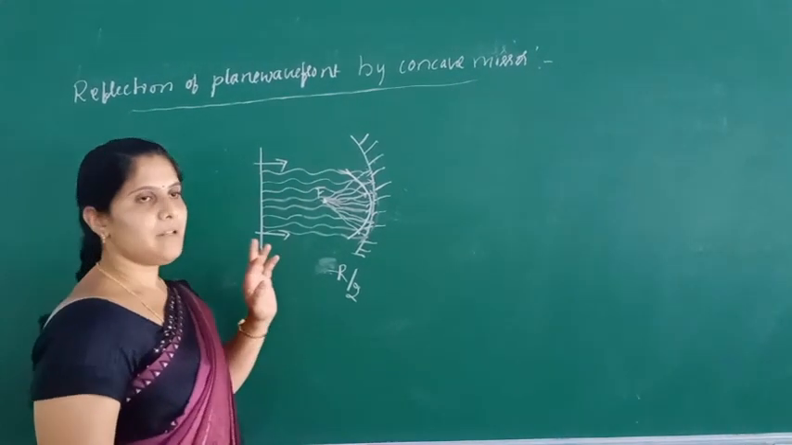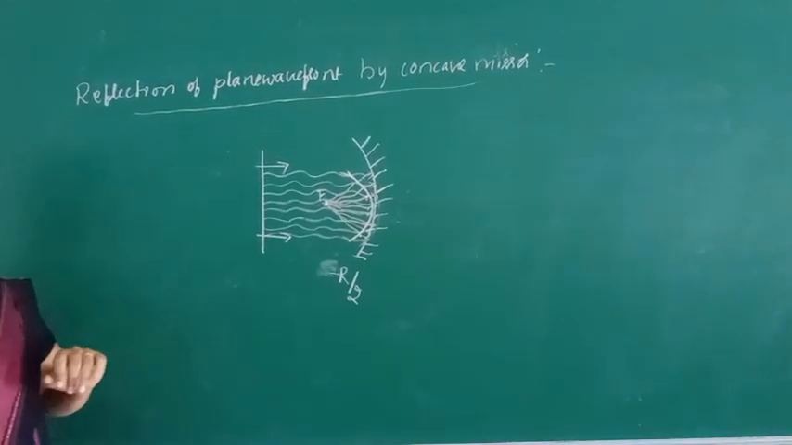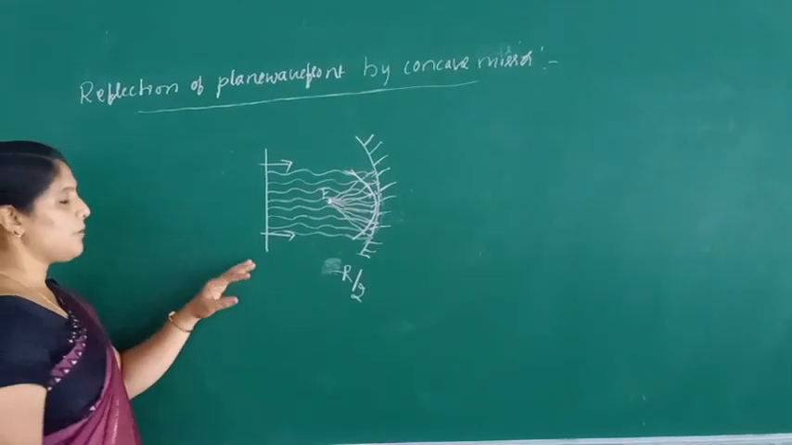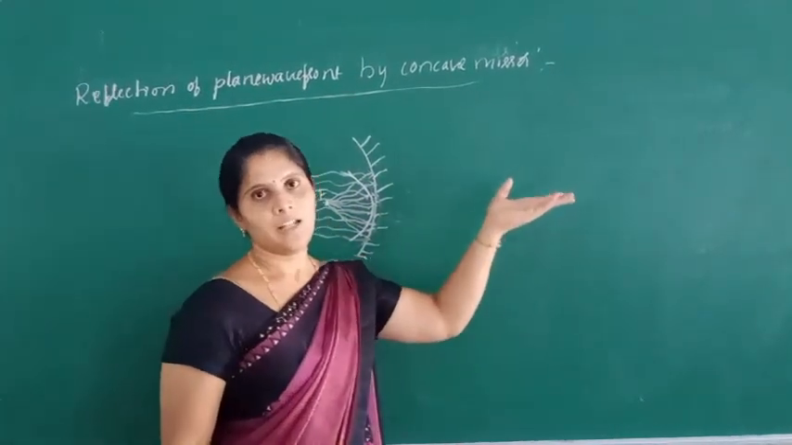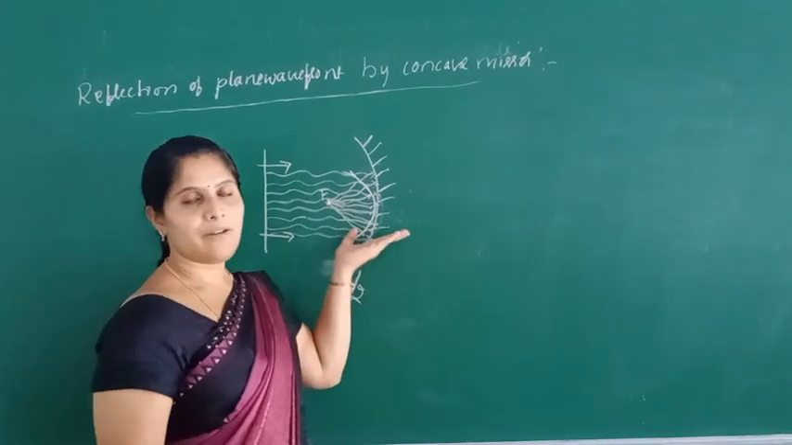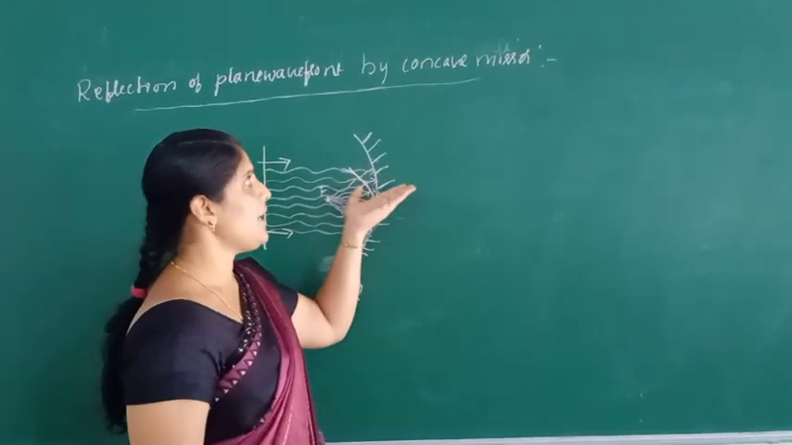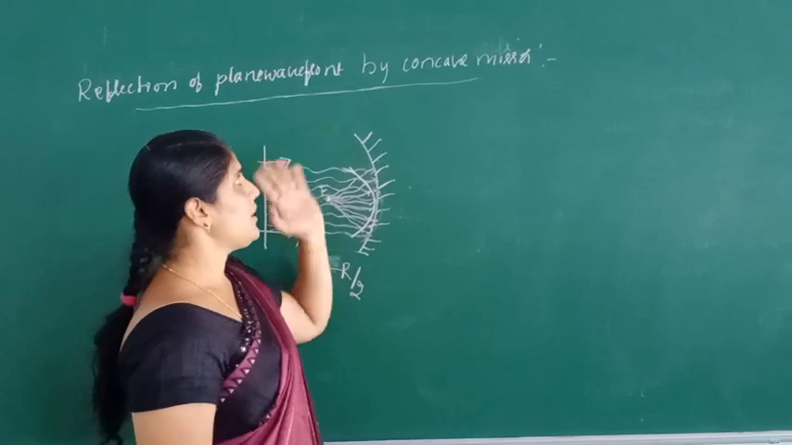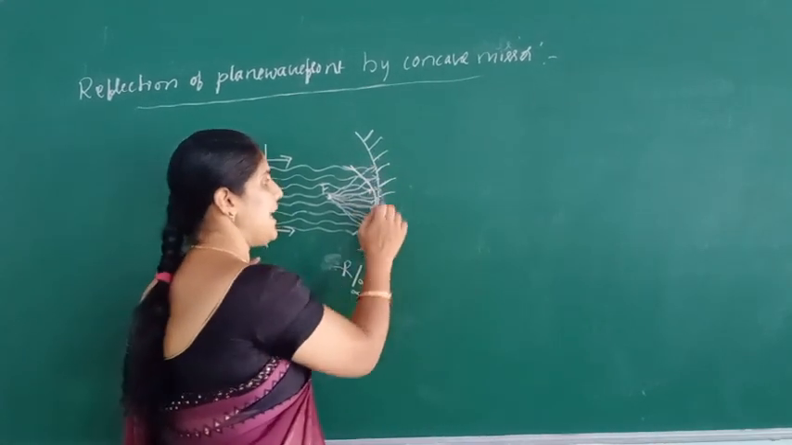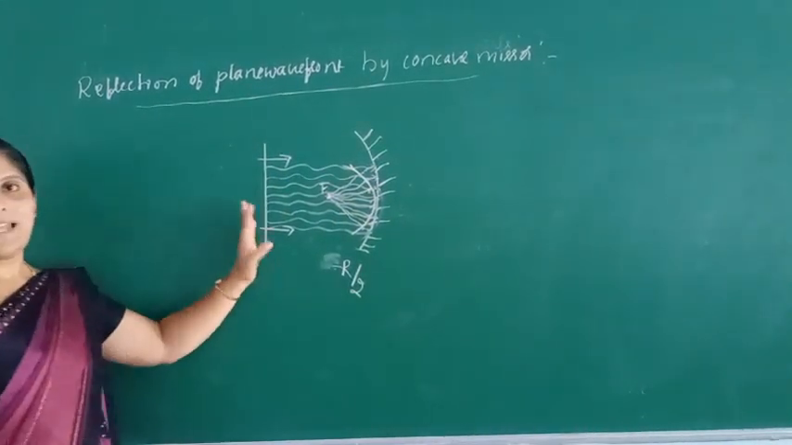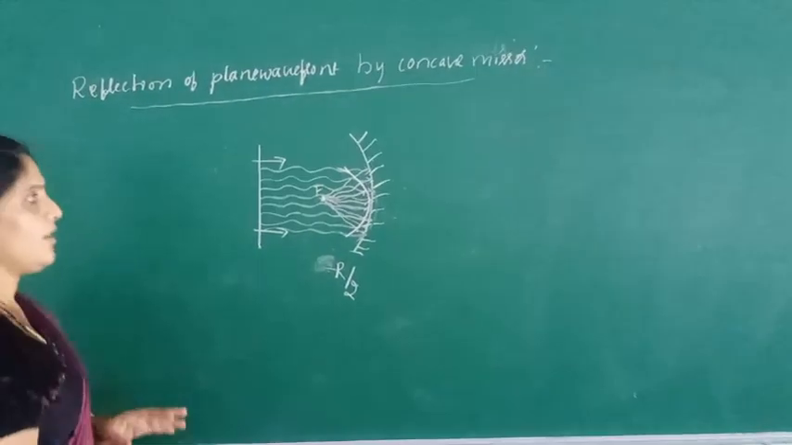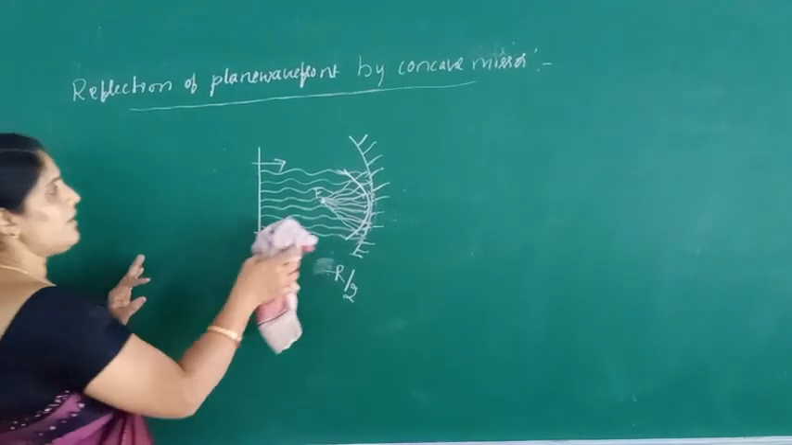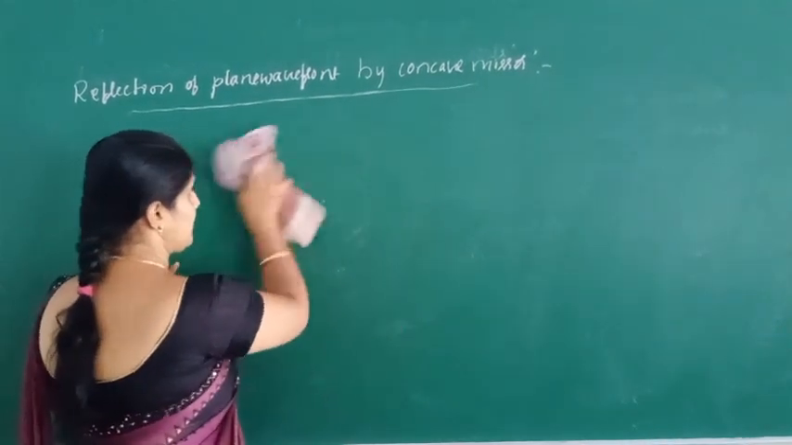In the board examination, they will ask one more question. What type of wavefront is obtained when a plane wavefront is incident on the concave mirror? We will get a spherical wavefront. The answer is spherical wavefront. It is not necessary to draw all this. Just draw like this.